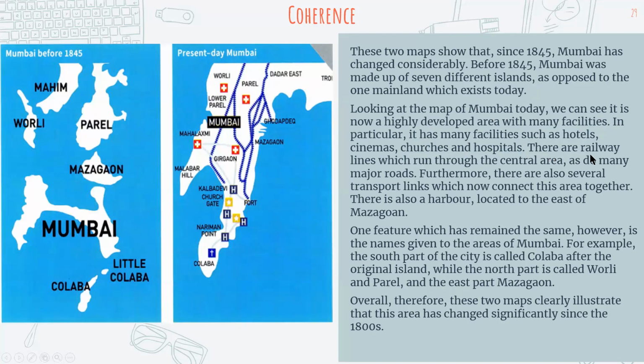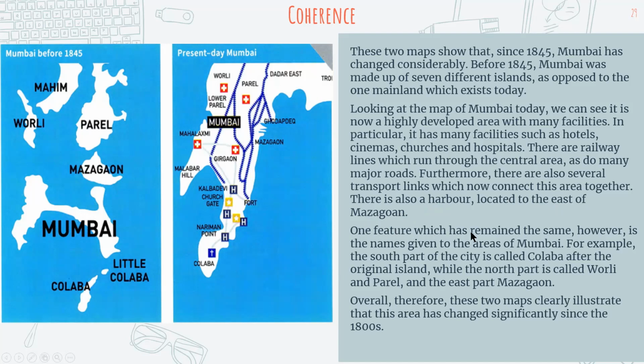There are railway lines which run through the central area, as do many major roads. Furthermore, there are also several transport links which now connect this area together. There is also a harbor located to the east of Mazagon.